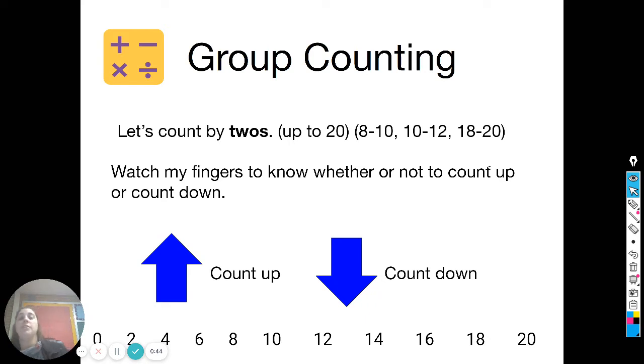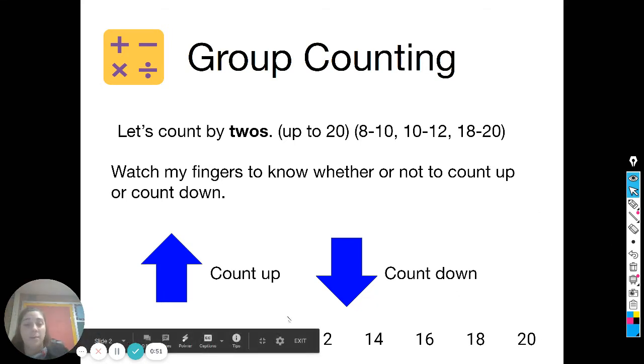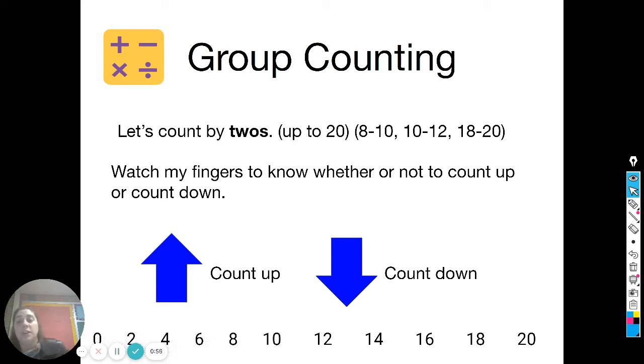You're going to watch my fingers to know whether or not to count up or down, okay? I have the numbers down at the bottom of the screen here so that if you need to, you can put your fingers on those numbers and move them across the screen as you're counting with us. Make sure, even though your mics are off, that you are counting. I'll be watching for your mouths to be moving along with us, okay? We're going to start at 0. I'm going to point up and you'll say 2. Ready?